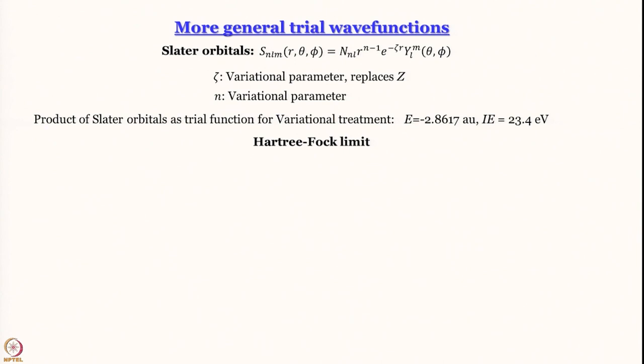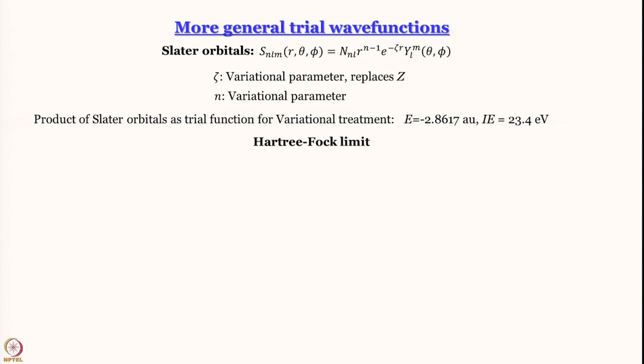In many cases we will not be able to do it like that. We have to do it numerically, as we have briefly mentioned earlier. Perhaps we will come back to it in more detail when we discuss Hartree-Fock in the next modules. Alright. So, this is what is called a Slater orbital, and using it you can get a little bit of improvement, but not really what you want.